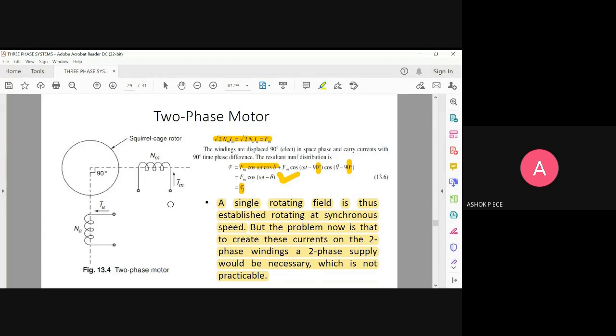So for this motor, my end result is good. I have only one rotating field, which is very good for my motor, and is going to start my motor on its own. But the problem I am going to face is that I need a two-phase supply to provide current for both the windings, which is not practically possible.